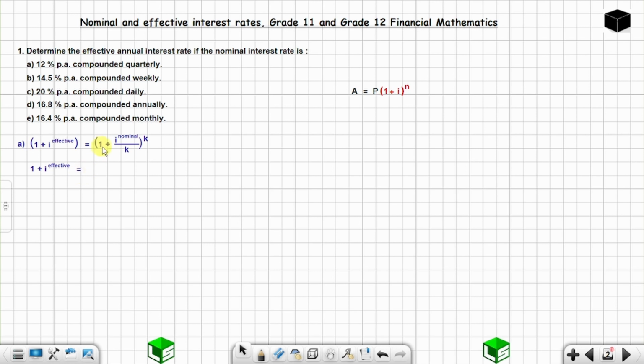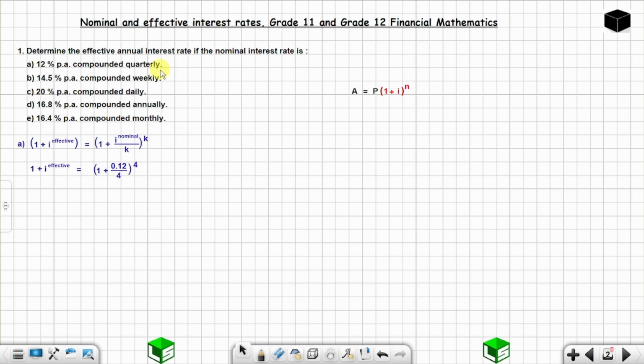This is equal to, in bracket, 1 plus your nominal interest rate, 12% per annum compounded quarterly. You are going to divide by 100. Now you have 0.12 over k. k is equal to 4 because this is compounded quarterly. You close your bracket to the power of 4.